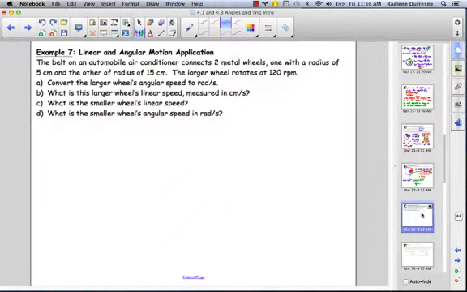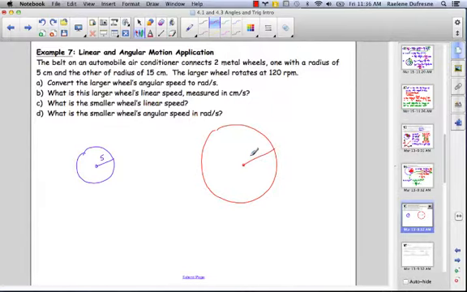Okay, last example using linear and angular motion and the formulas relating s, theta, v, and omega. The belt on an automobile air conditioner connects two metal wheels, one with radius of 5 centimeters and the other with radius of 15 centimeters. Let's draw a picture. So I'm going to have a blue smaller radius wheel of 5 centimeters and a red larger wheel of radius 15 centimeters. And I have a belt that connects these two.